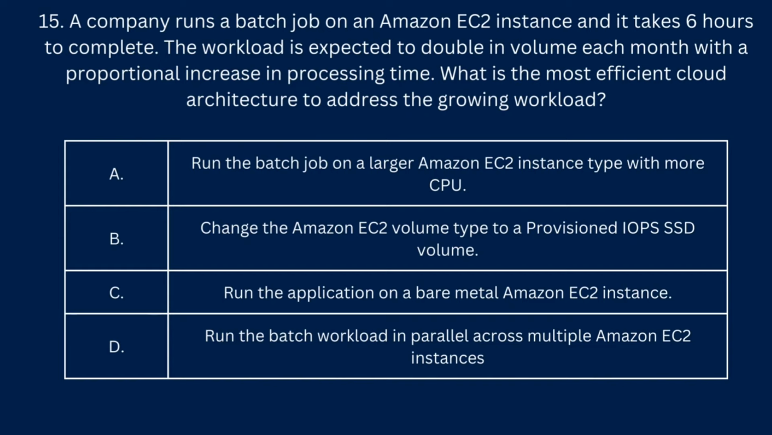A. Run the batch job on a larger Amazon EC2 instance type with more CPU. B. Change the Amazon EC2 volume type to a provisioned IOPS SSD volume. C. Run the application on a bare metal Amazon EC2 instance. D. Run the batch workload in parallel across multiple Amazon EC2 instances.